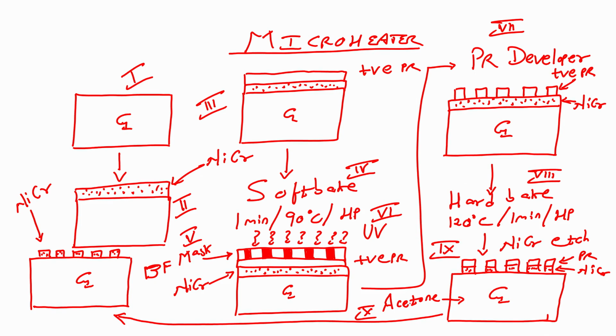After that you dip this wafer in acetone. When you dip this wafer in acetone, acetone will act as a stripper for nichrome material, and you will have a heater which is made up of nichrome. You understand? So, this is a process for fabricating a micro heater. What you have learned? You learn the photolithography steps to fabricate a micro heater.